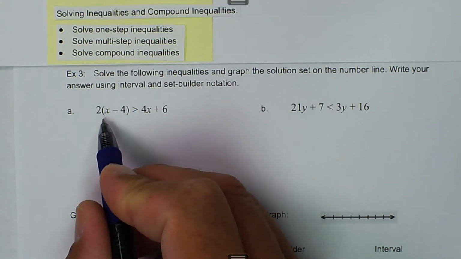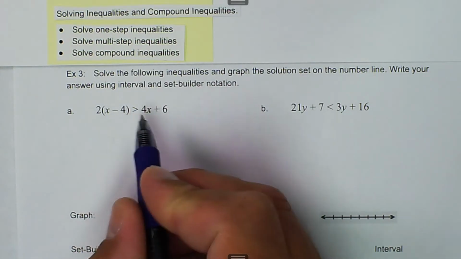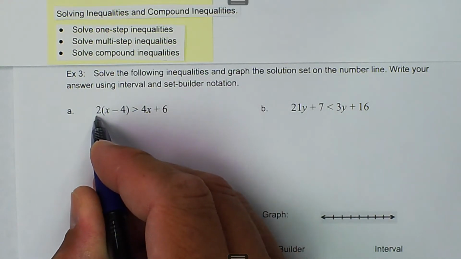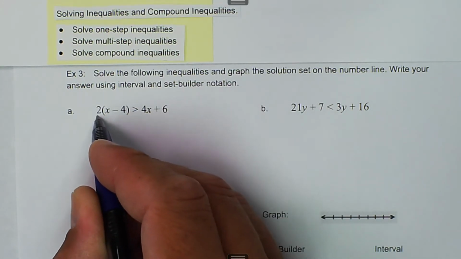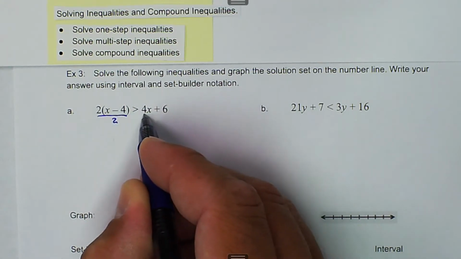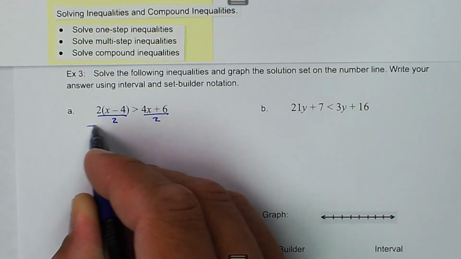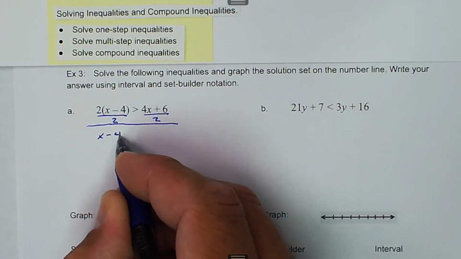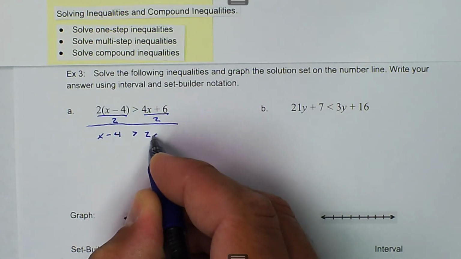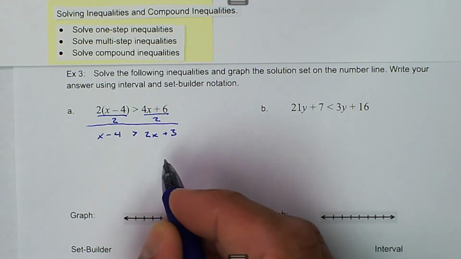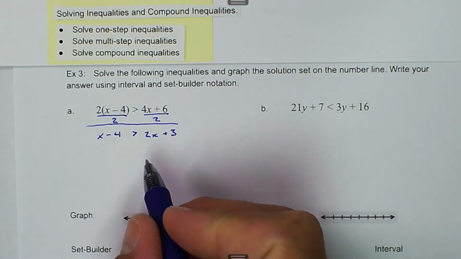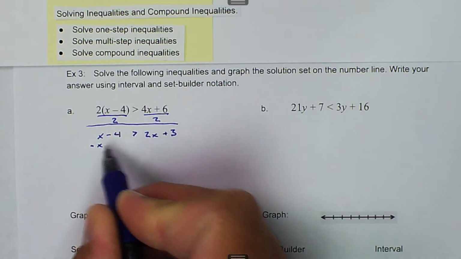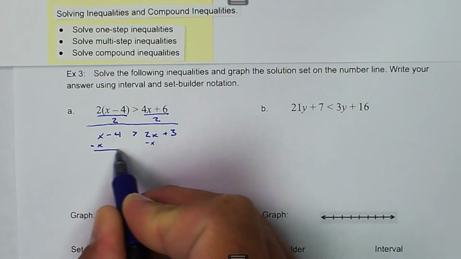We have 2 times quantity x minus 4 is greater than 4x plus 6. So we want to get the x's by themselves, but first let's divide both sides by 2, for inverse operations of multiplication. And then we get x minus 4 is greater than 2x plus 3. And now we can get our like terms together. So what I'm going to do is subtract x to get my variables together.